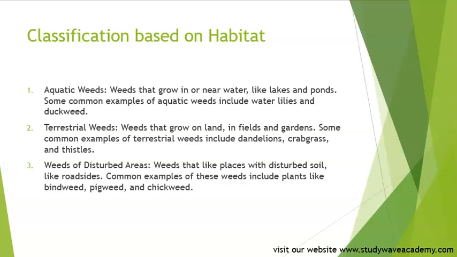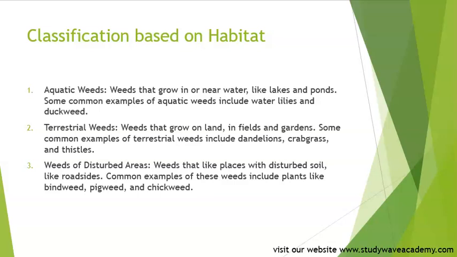So these are the classification based on habitat. Remember, the habitat is where those weeds grow. We have the aquatic weeds. They grow in or near water. The terrestrial weeds are weeds that grow on land, in fields and gardens. Then we have weeds of disturbed areas. These are weeds that thrive in places where the soil and land have been disrupted.